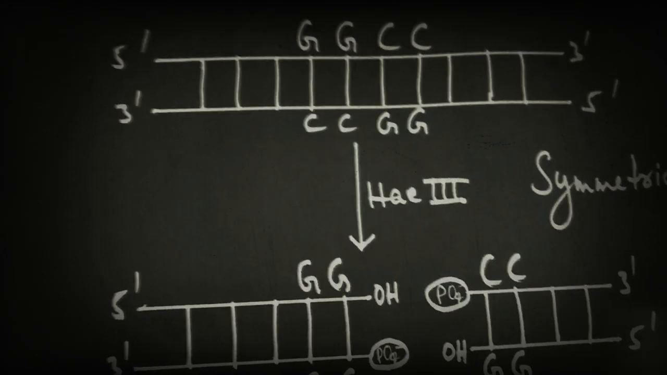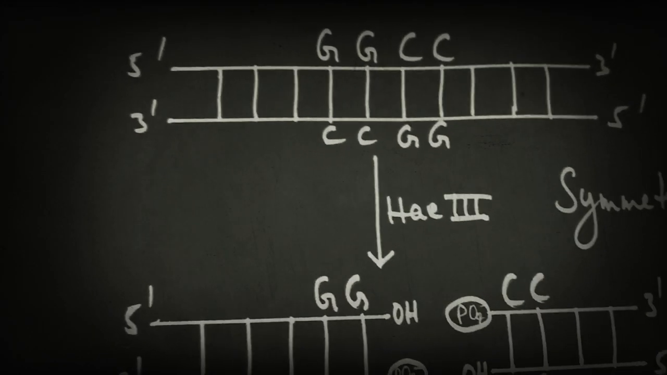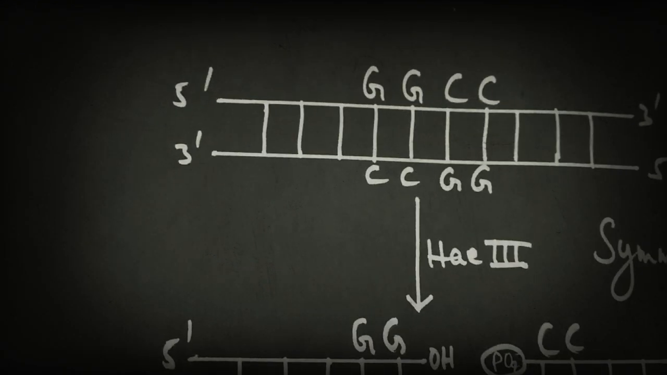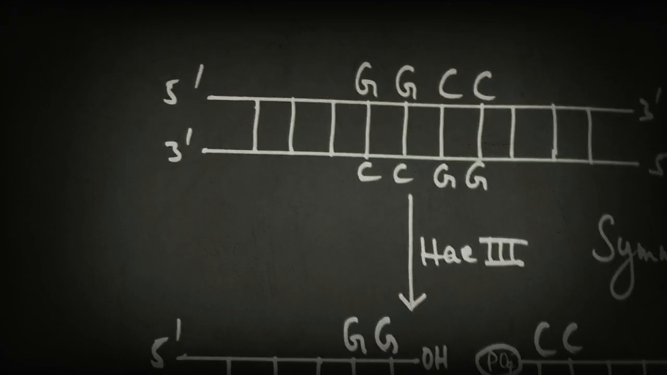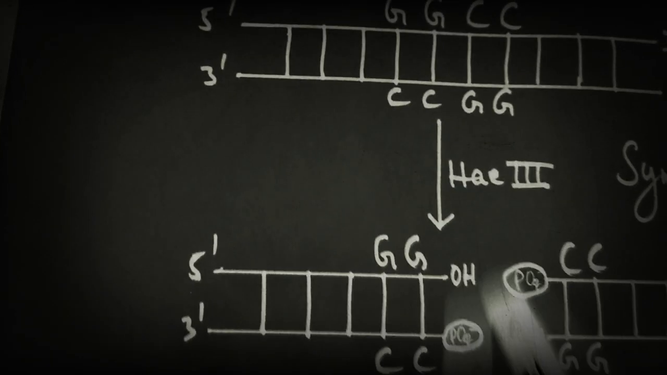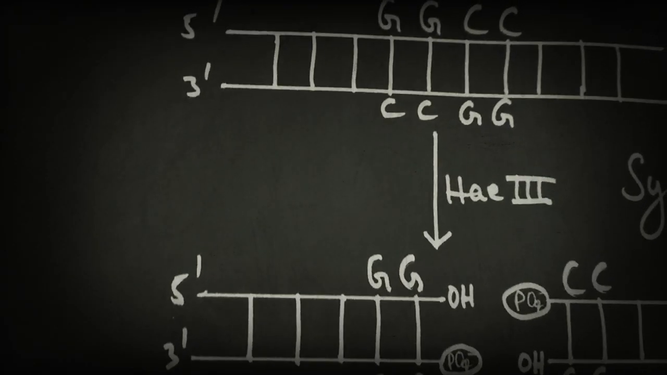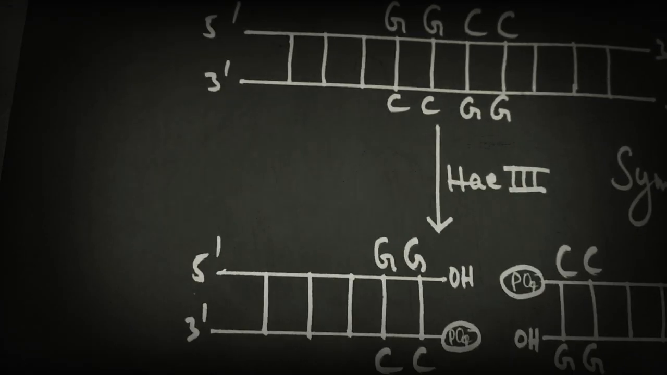Enzymes like SmaI or HaeIII produce flush ends, which are known as blunt ends. These enzymes make a simple double-stranded cut in the middle of the recognition sequence, resulting in blunt ends.